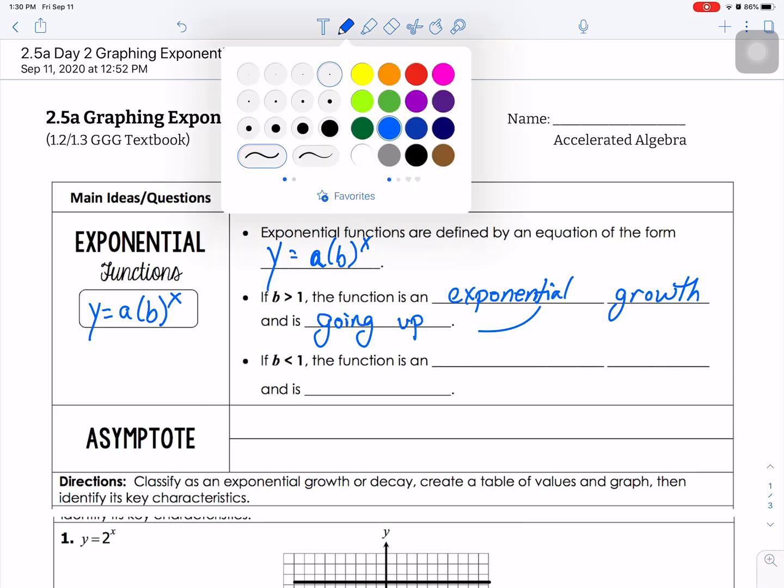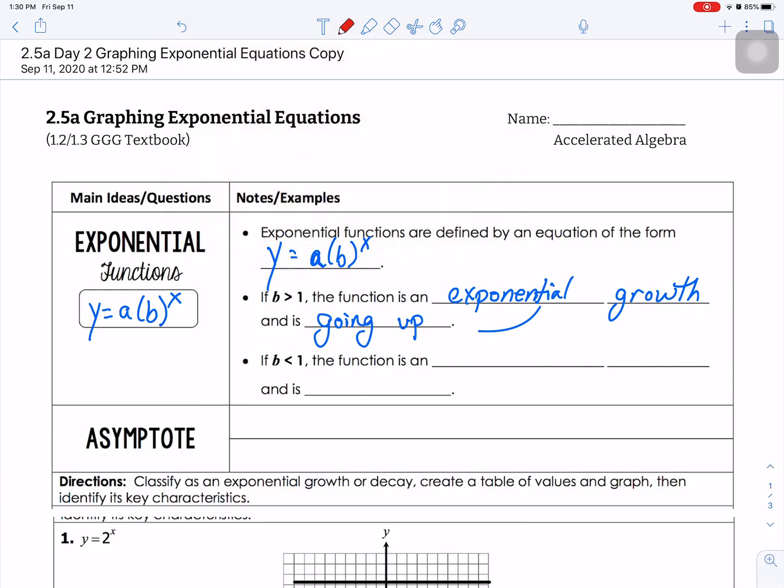If it's where b is less than 1, it's an exponential decay, and I'm going to change this here. We want it still to be within 0. We can't really have negatives, that is a completely different thing. So we're looking at our decimals like 0.1, 0.2, or any of those in between there, and it is going down. And again, how fast it goes down can make a difference, and it just would vary depending on the numbers.